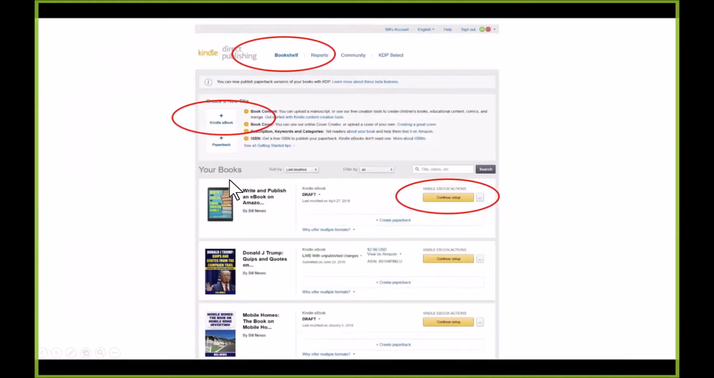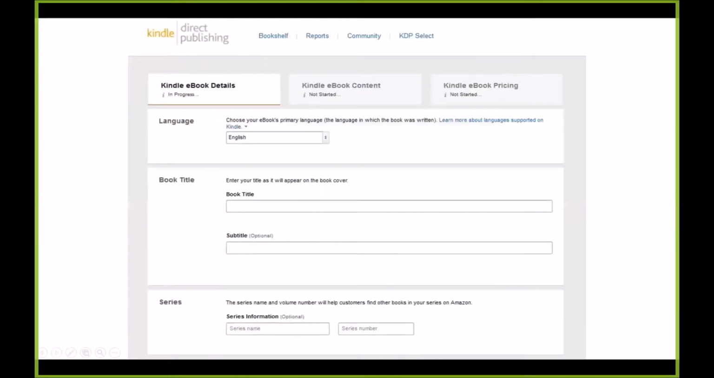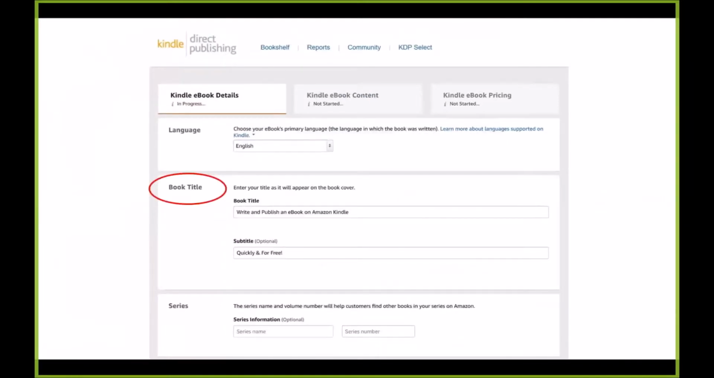And this one I was doing and it was already partially done. This is where you'd continue if you haven't finished everything yet. So you come to the next page: language, book title, series, and here it is filled in. I wrote, write and publish an ebook on Amazon Kindle quickly and for free.